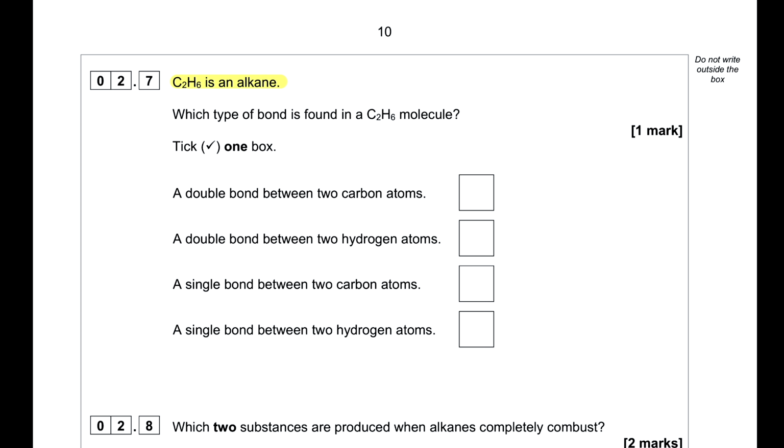C11H24. C2H6 is an alkene. Which type of bond is found in C2H6 molecule? So let's draw the molecule of C2H6.